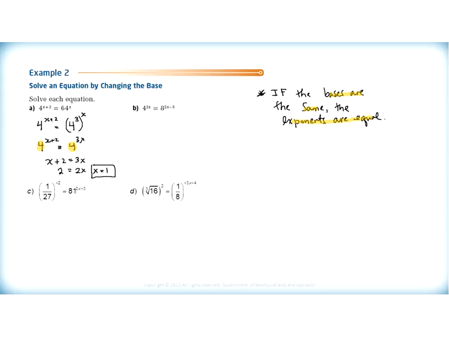The key is to try and get like bases. If you're solving for an exponent, try and get like bases. Let's look at the next example: 4 to the 2x equals 8 to the 2x subtract 3.